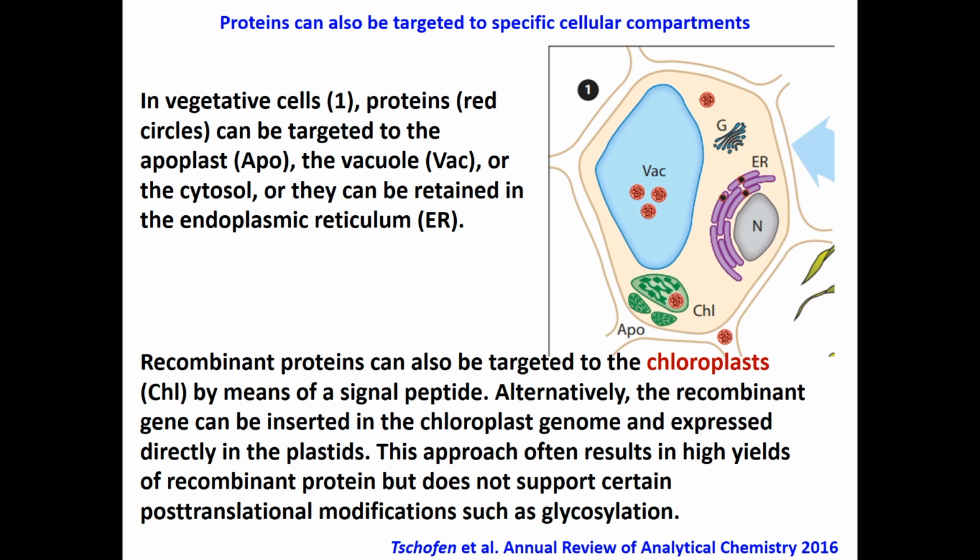That is why plant molecular farming offers a wider scope to researchers as well as commercial farms for production of high value biomolecules. Here you can see, this is an example for vegetative cells, the protein, the red circle, can be targeted to the apoplast 1, then vacuole 2, and then cytosol 3. They can be retained in the endoplasmic reticulum 4. This gives some examples, at least 4 different tissues where we can express.